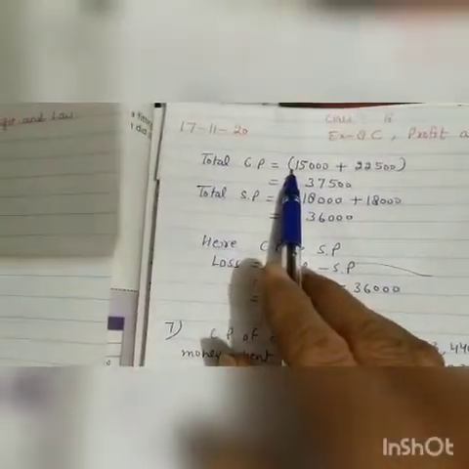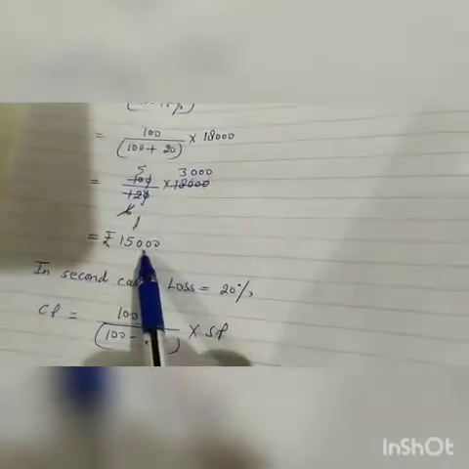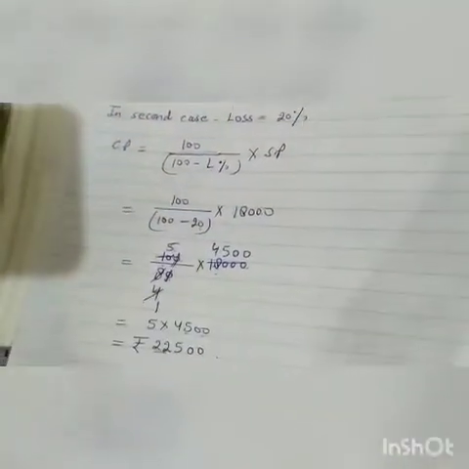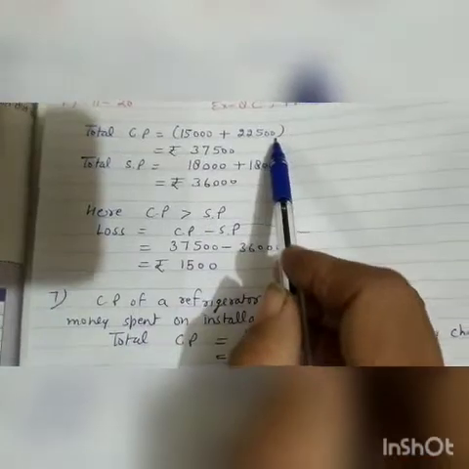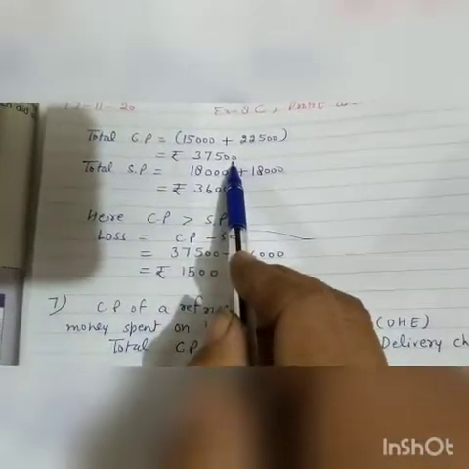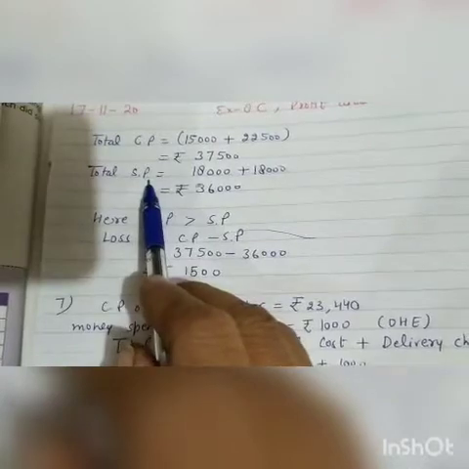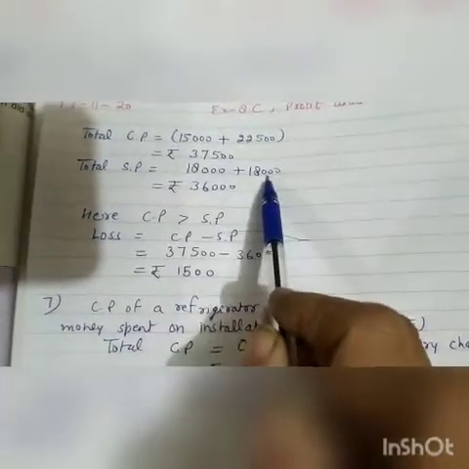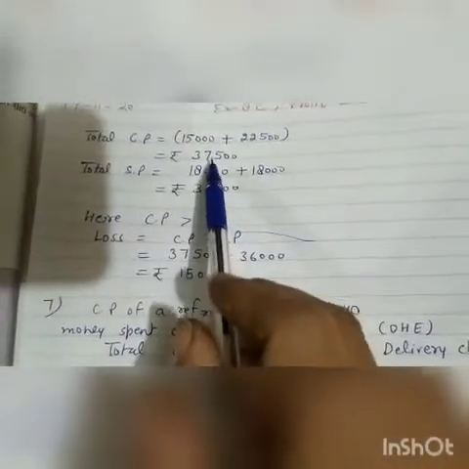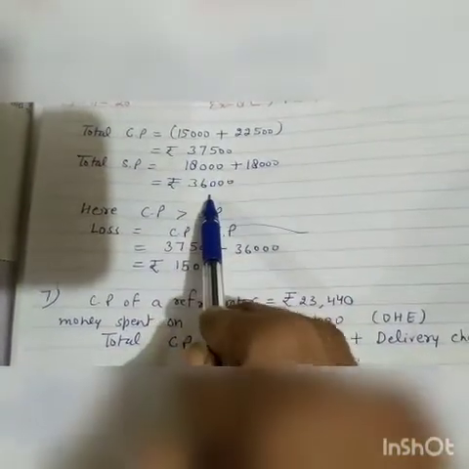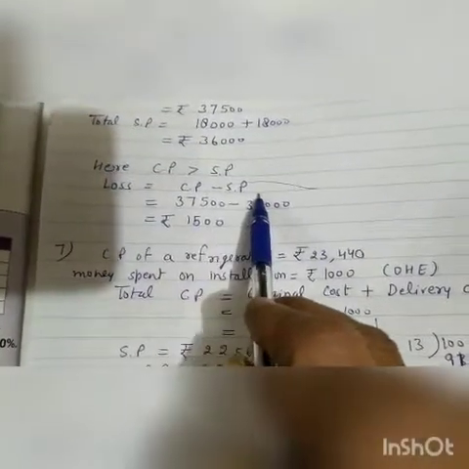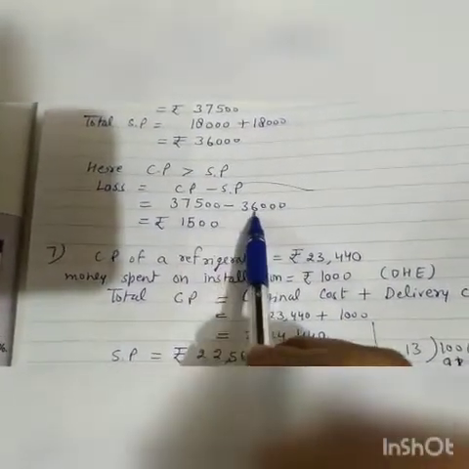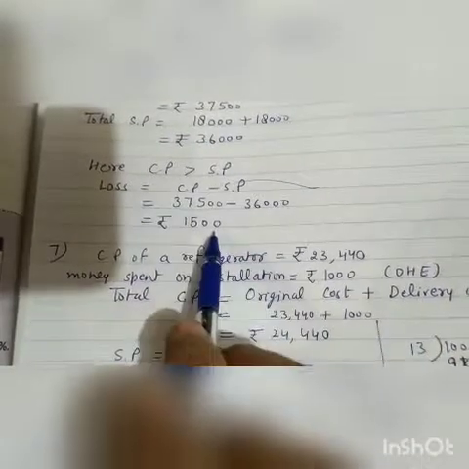Now total cost price. In the first case cost price is 15,000, in the second case cost price is 22,500. So total cost price is 15,000 plus 22,500, which is 37,500, and total selling price is 18,000 plus 18,000, which is 36,000. Again see here, cost price is greater than selling price, so there will be a loss. Loss is equal to CP minus SP. 37,500 minus 36,000 is 1,500.